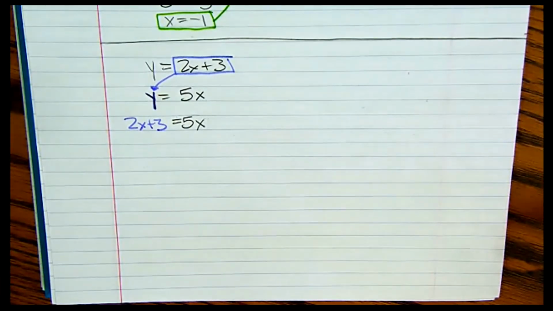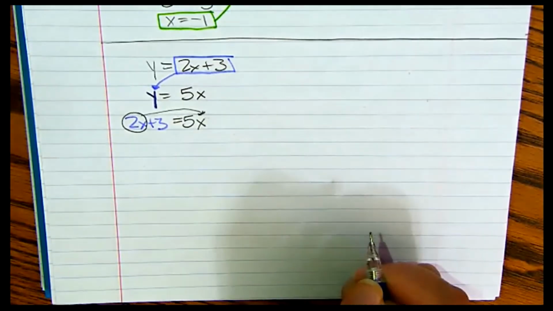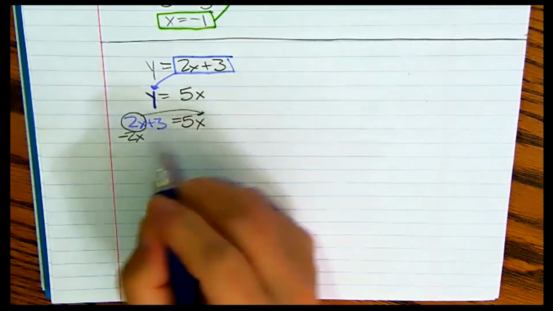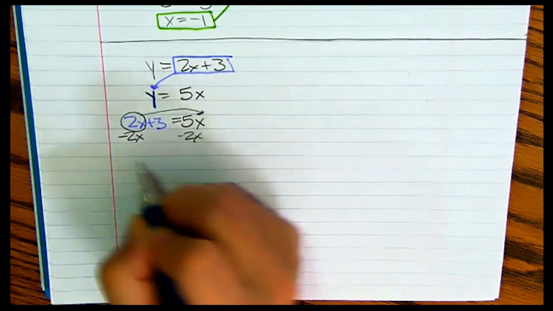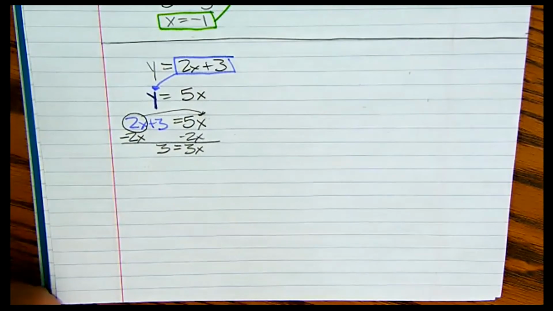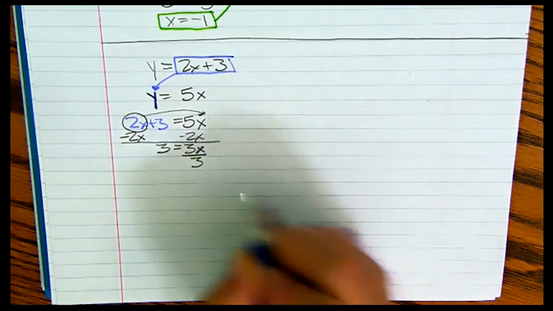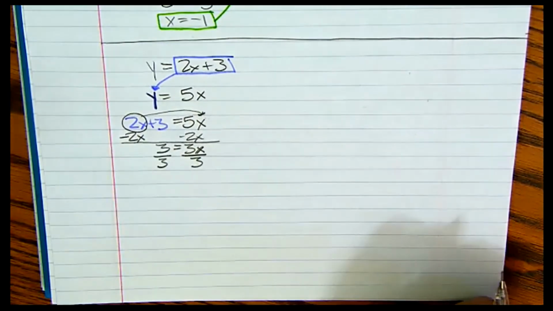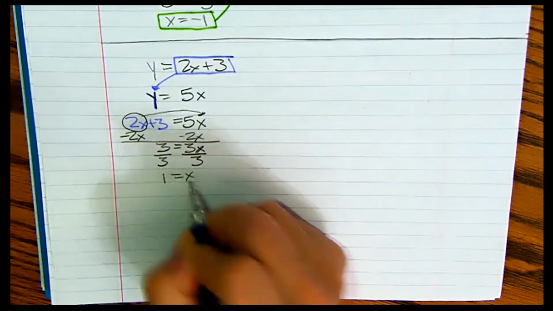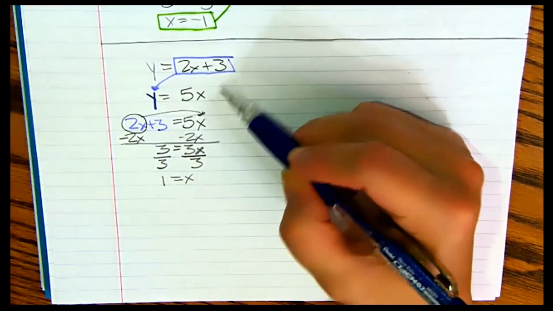Okay, I'm going to solve this equation just like we did in Unit 1. The first thing I need to do is combine my like terms. So I want to get this over here. I'm going to subtract 2x. What I do to one side, I must do to the other. 3 equals 3x. I want to isolate my variable, so I'm going to divide by 3. What I do to one side, I must do to the other. 1 equals x. Yay!